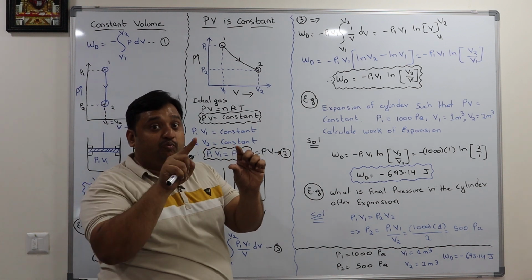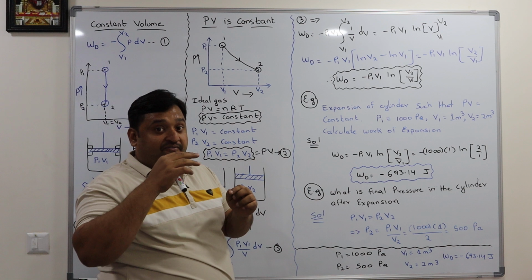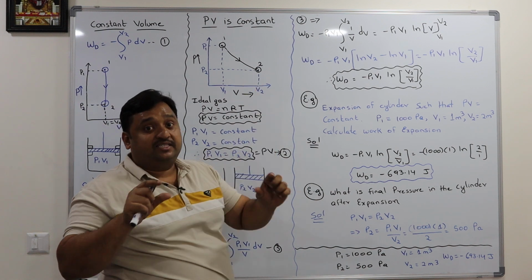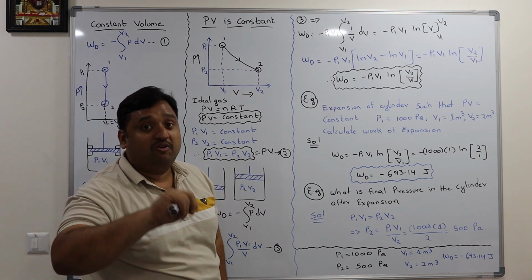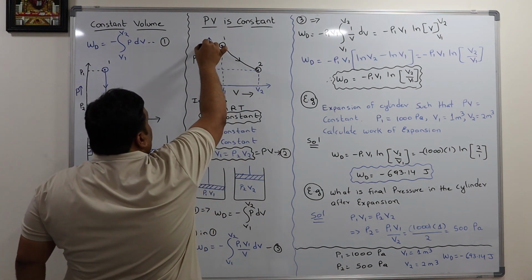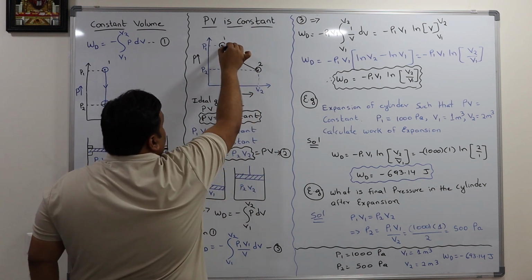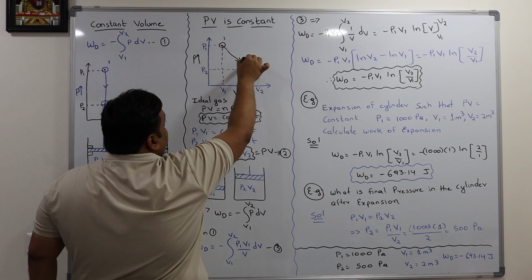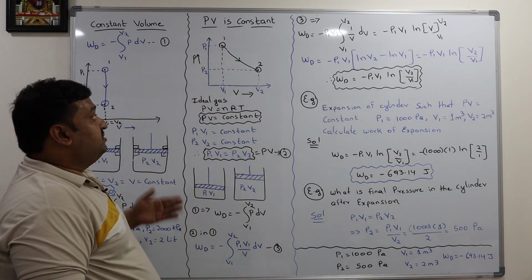That means P into V will not change. If P increases, V decreases. If V decreases, P increases, such that P into V remains the same. That is called the PV equal to constant process. That means P1 into V1 is equal to P2 into V2. Along this line, the PV will be the same. That is the PV equal to constant process.